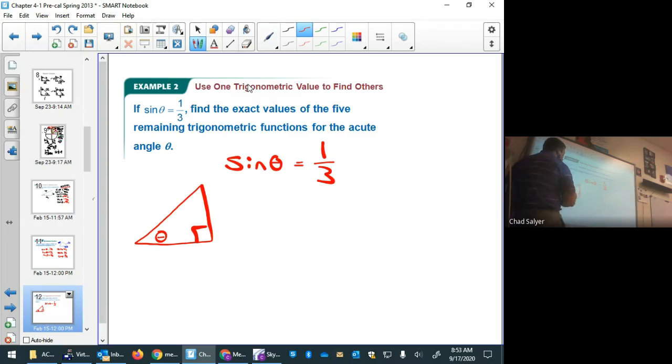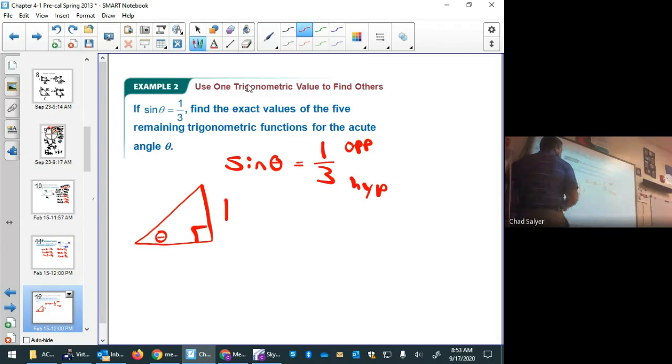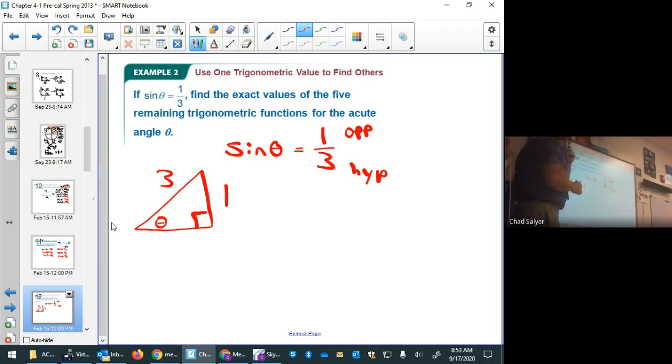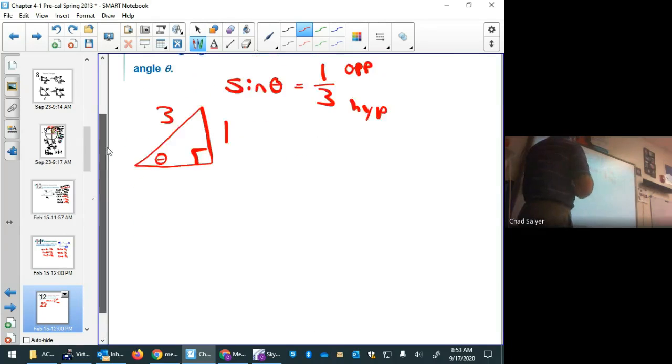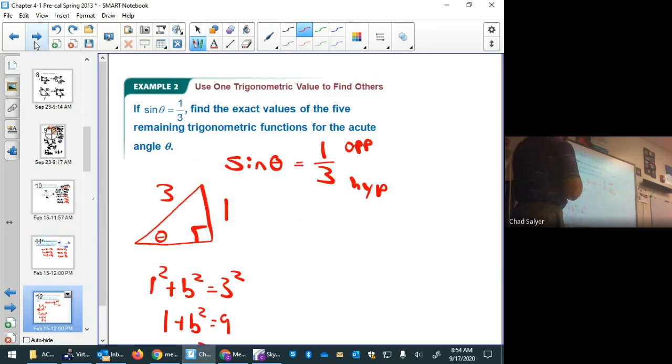So I've got a base angle theta, and I know the sine, in other words, the opposite to the hypotenuse has a ratio of 1 to 3. I can now use the theorem of Pythagoras, the Pythagorean Theorem, to know that this is 1 squared plus, we'll call this one b squared equals 3 squared, so 1 plus b squared equals 9. Subtract 1 from each side to get b squared equals 8.